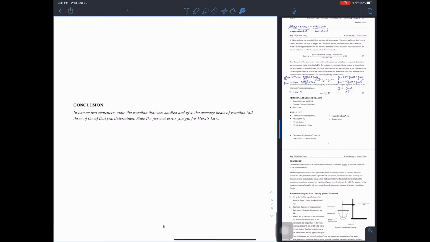And then in the conclusion, not asking for a whole lot, but state the reaction that was studied. So give the reaction. You could write the reaction out or you can describe it in words, but you have to say what reaction we're studying. Give the average heats of reaction for all 3, the step 1, step 2, and the complete reaction, and then explain how the percent error was calculated and what the percent error was.